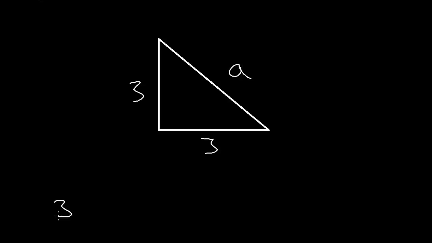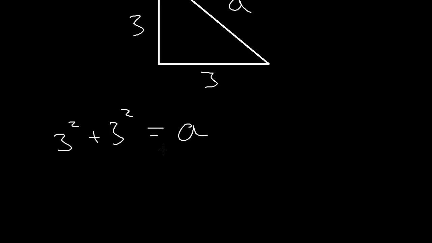Okay, so we know 3 squared plus 3 squared is equal to a squared. That looks like a 9. And we have 3 squared plus 3 squared is 18 because 3 squared is 9. 18 is equal to, oh, I forgot to square a over here. 18 is equal to a squared.